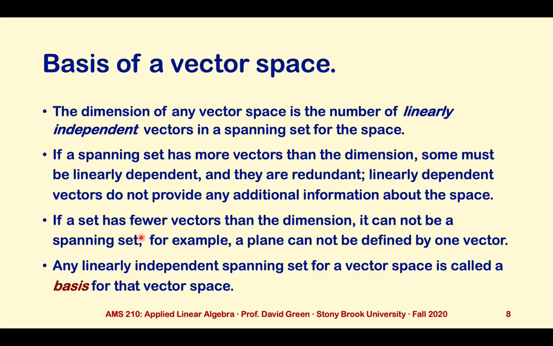We can also say that if a set has fewer vectors than the dimension, it can't be a spanning set for that space. So if we have a vector space that's a plane and we only have one vector, we cannot generate that plane from that one vector. We need to have 2 vectors and they have to be linearly independent.